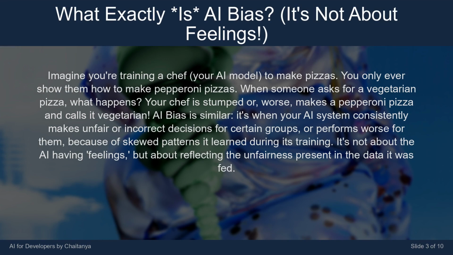Imagine you're training a chef, your AI model, to make pizzas. You only ever show them how to make pepperoni pizzas. When someone asks for a vegetarian pizza, what happens? Your chef is stumped or, worse, makes a pepperoni pizza and calls it vegetarian. AI bias is similar. It's when your AI system consistently makes unfair or incorrect decisions for certain groups, or performs worse for them, because of skewed patterns it learned during its training. It's not about the AI having feelings, but about reflecting the unfairness present in the data it was fed.